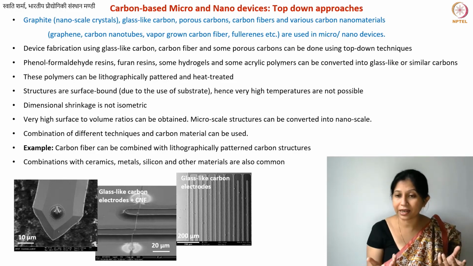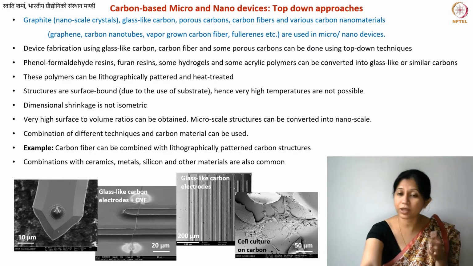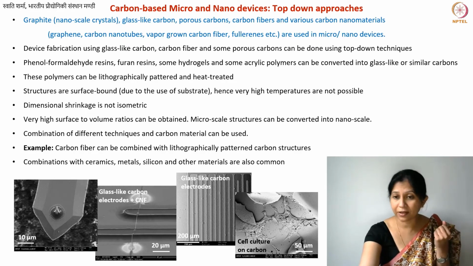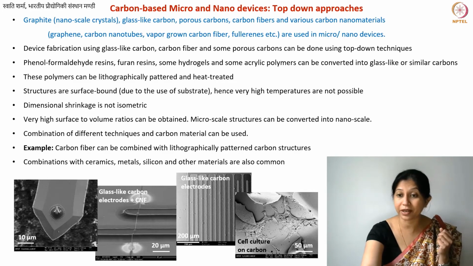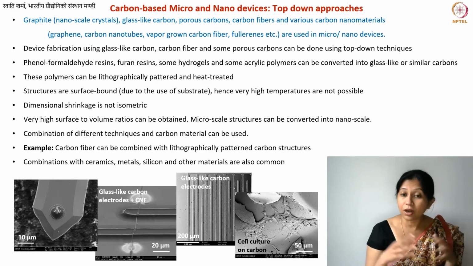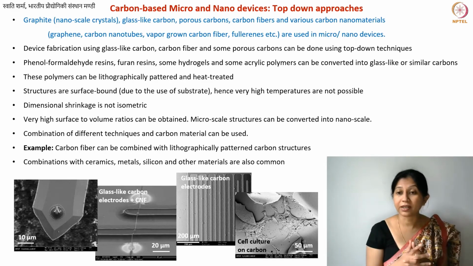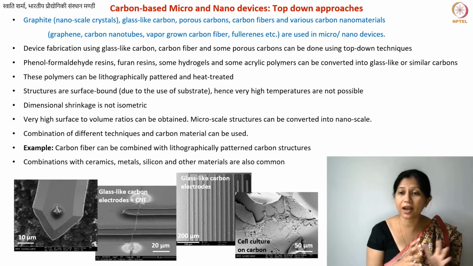Carbon is electrically conductive, so you can utilize all of these properties, and you can also use a combination of different fabrication techniques. Several cell culture scaffolds are one example, because carbon also happens to be biocompatible, especially this polymer derived carbon, the glass-like carbon. These kinds of materials can be used for making cell culture scaffolds and substrates and so on. So there is a variety of applications that are possible with micro nanoscale carbon structures, right?